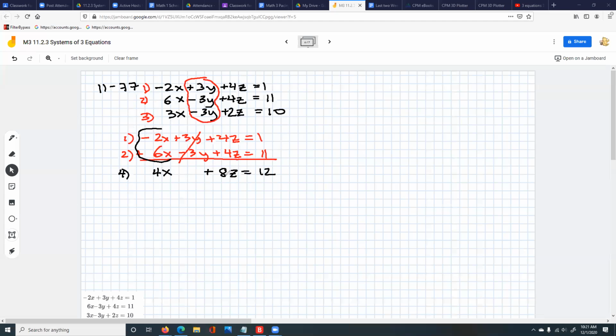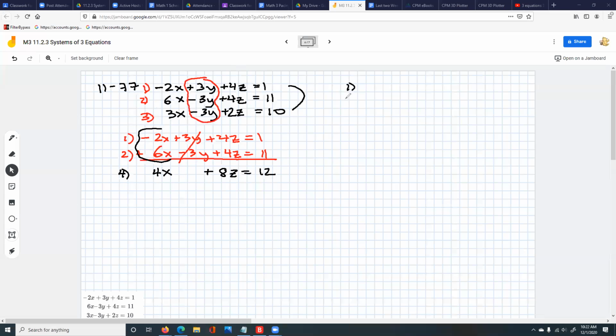Okay, well, I need to create another equation with just an x and a z, and I have to use 2 other equations. I already used 1 and 2, so I can't use those 2 together. Well, why don't I use 1 and 3, right? Because this is a positive 3y, and this has a negative 3y. If I add them together, it'll go away. So next I want to use 1 and 3. So let me undo that. Okay, so I'm going to do 1 and 3 right here.